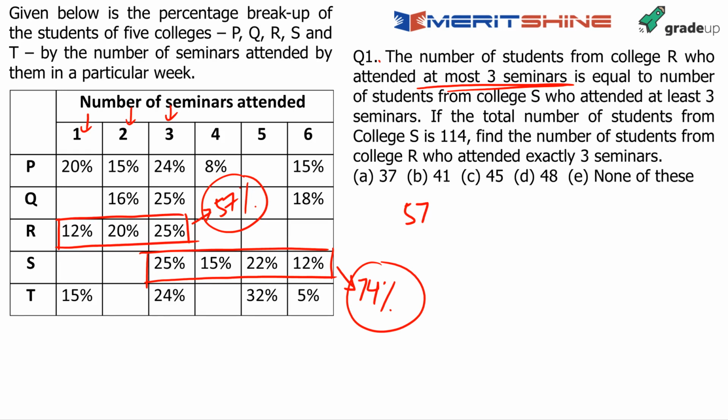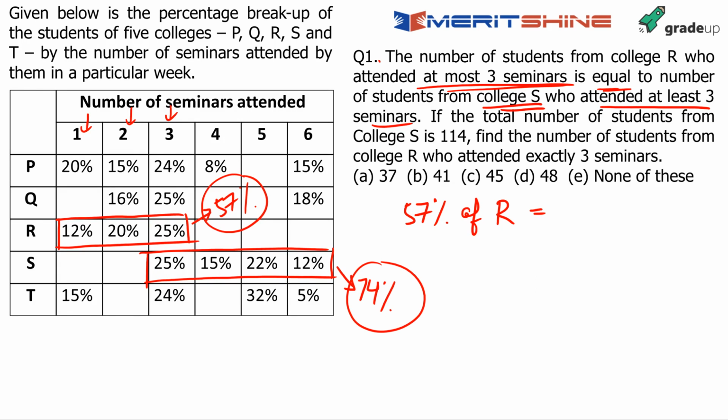So 57% of R is what? The total number of students in the college or who participated from the college, whatever, I am not concerned. This is equal to the number of students from college S. Now we are talking about college S. And which students from college S? Who attended at least 3 seminars.